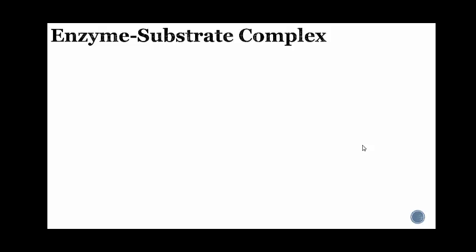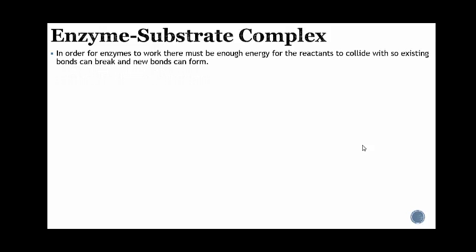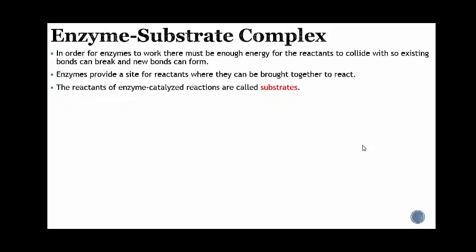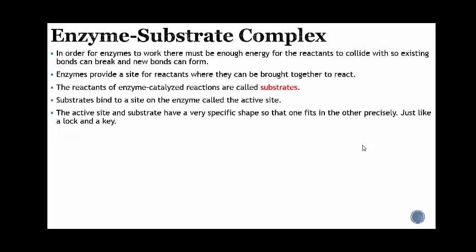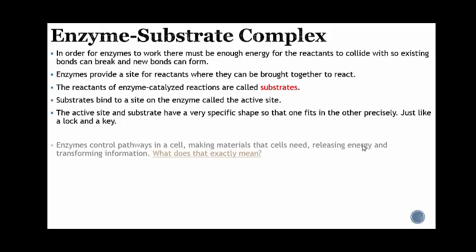All right, the enzyme-substrate complex. This is something that is complex and a little difficult to understand, but we have an illustration to help you out. Now, in order for enzymes to work, there must be enough energy for the reactants to collide with, so existing bonds can break and new bonds can form. Enzymes provide a site for reactants where they can be brought together to react. The reactants of enzyme catalyst reactions are called substrates. Substrates bind to a site on the enzyme called the active site. The active site and substrate have a very specific shape so that one fits in the other precisely, just like a lock and a key.